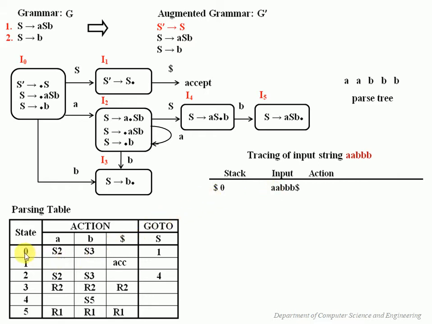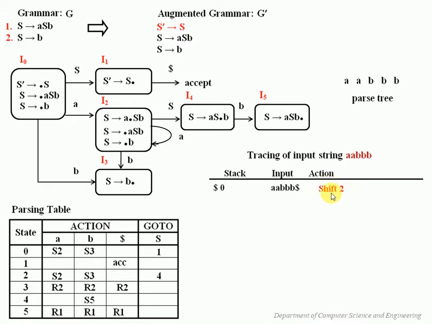So 0 on input A, you have to do a shift operation to 2. That is what you need to do as action. So 0 on A, you need to do a shift operation, that is S2. So it is shift 2.